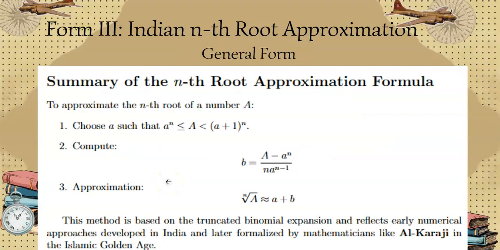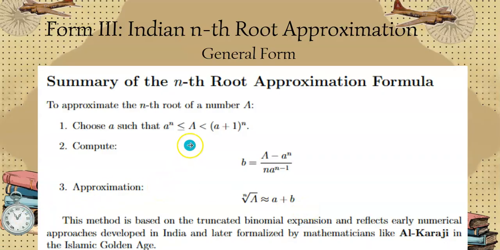The nth root approximation formula. What is the formula of the nth root approximation and how do we use it? There are two forms or formulae to take note of. For the correction or decimal part, we compute for b. And the formula is b is equal to (A minus a raised to n) all over (n times a raised to n minus 1). Alright, and then to complete the nth root approximation, we use the formula here in number 3. The nth root of A is approximately equal to a plus b.